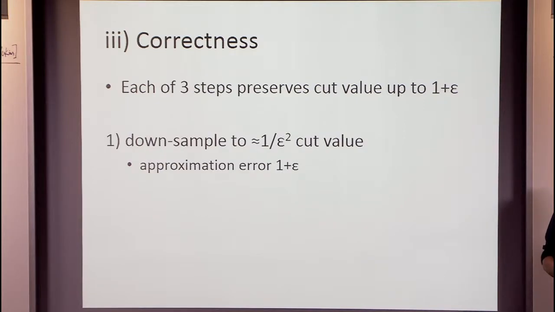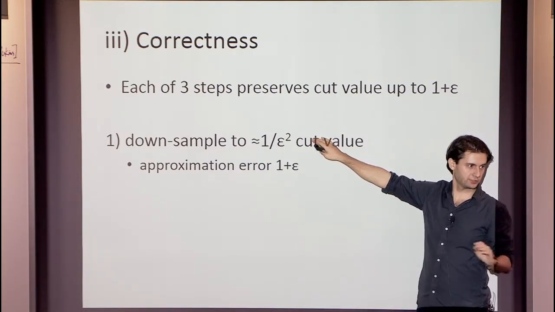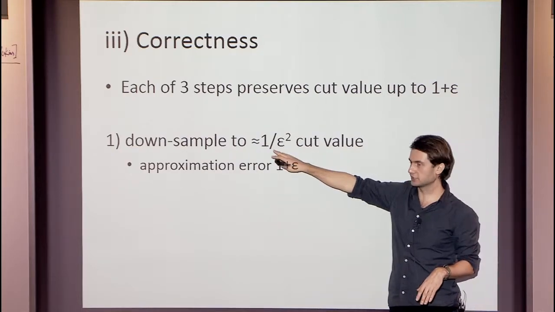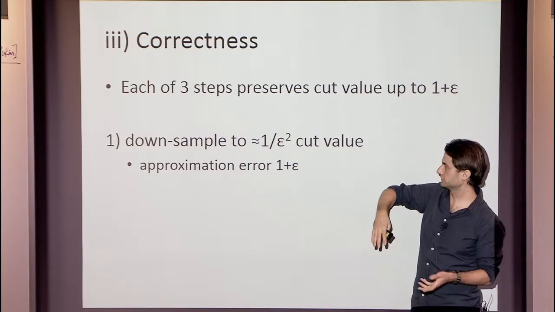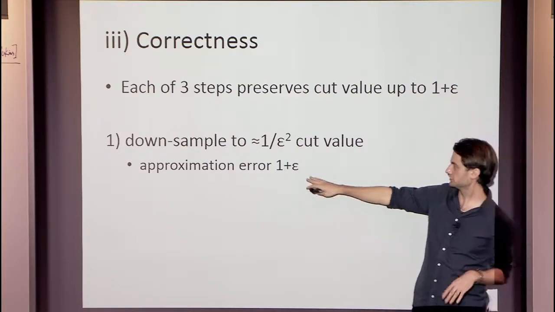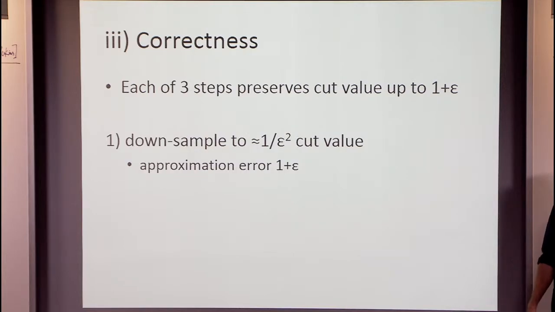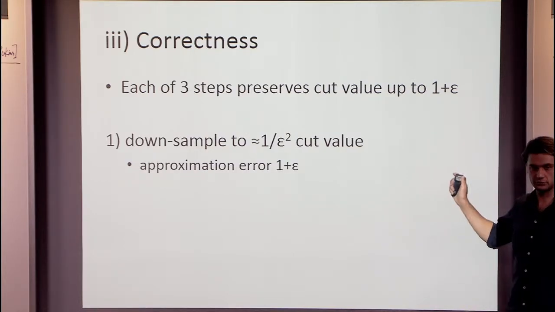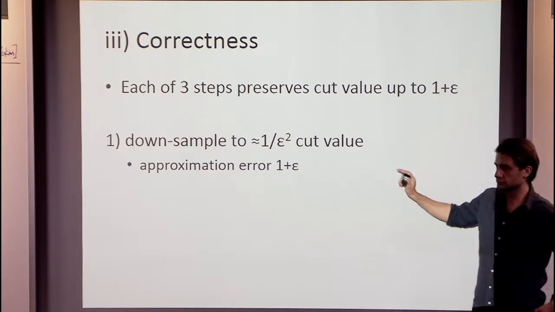We sample down the edges uniformly, so that the cut value from V becomes 1 over epsilon squared. And just the usual uniform sampling says that if we sample down to something like 1 over epsilon squared items, then the multiplicative approximation is 1 plus epsilon. Okay, so the first step says that for our cut value, the approximation that we introduced is only 1 plus epsilon.